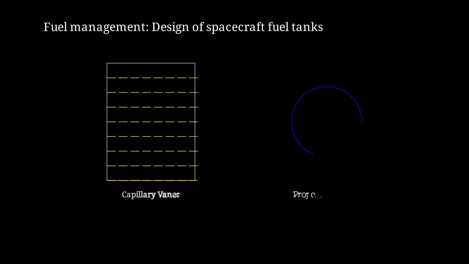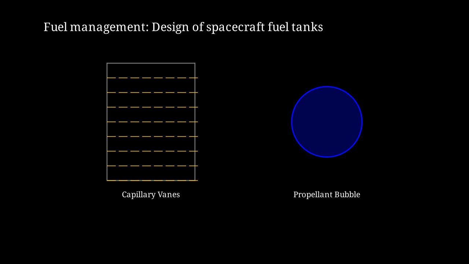Here's a fuel tank with capillary veins. These structures use surface tension to position liquid propellant at the tank outlet, preventing gas ingestion during engine firing.